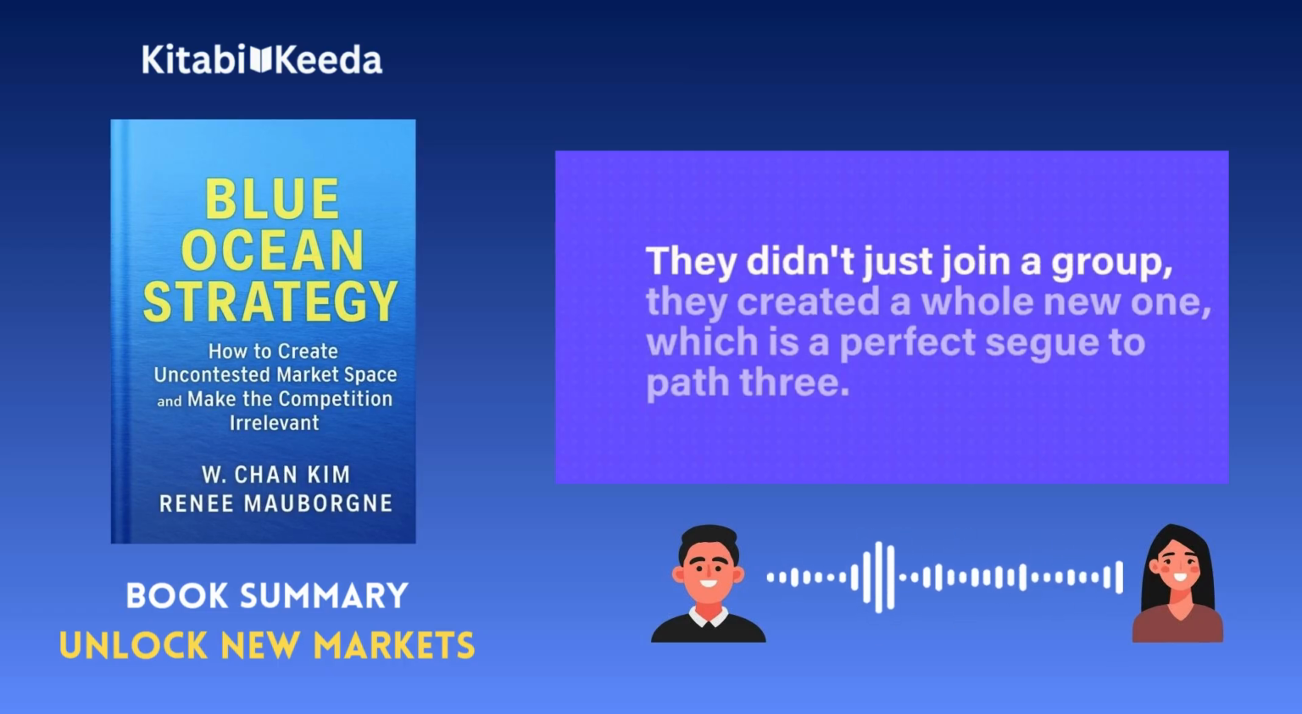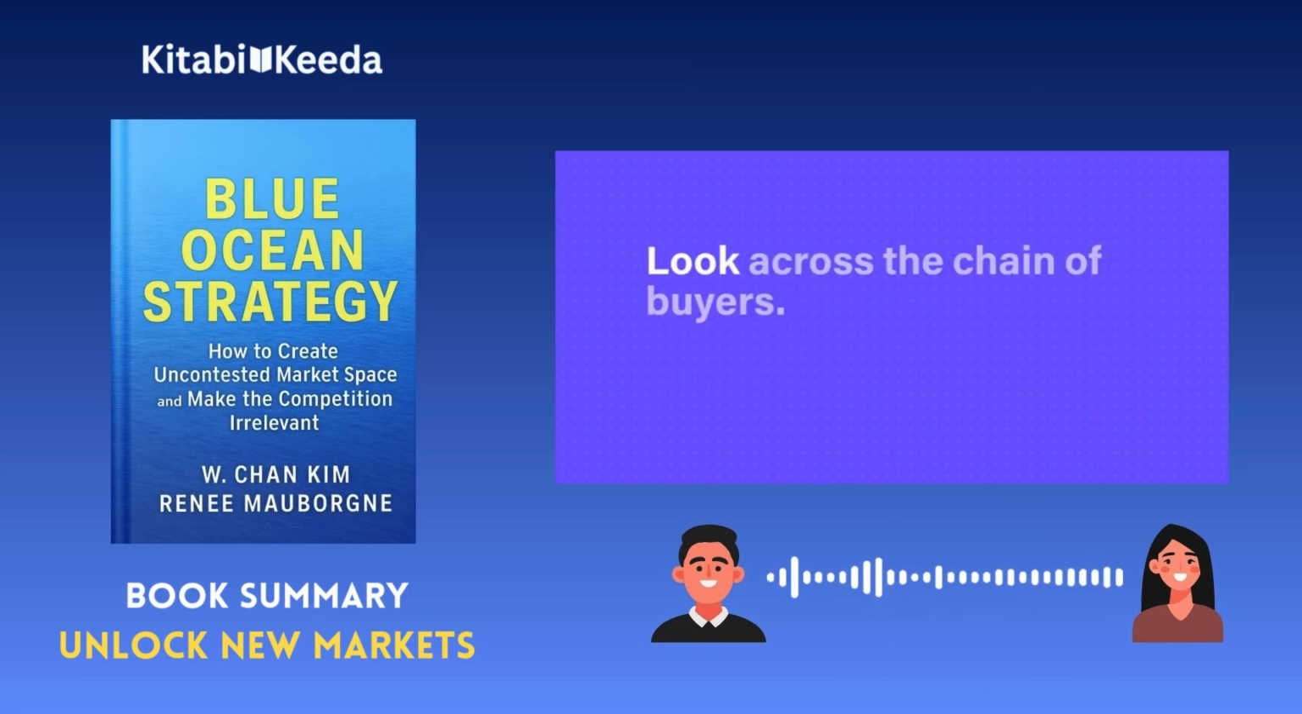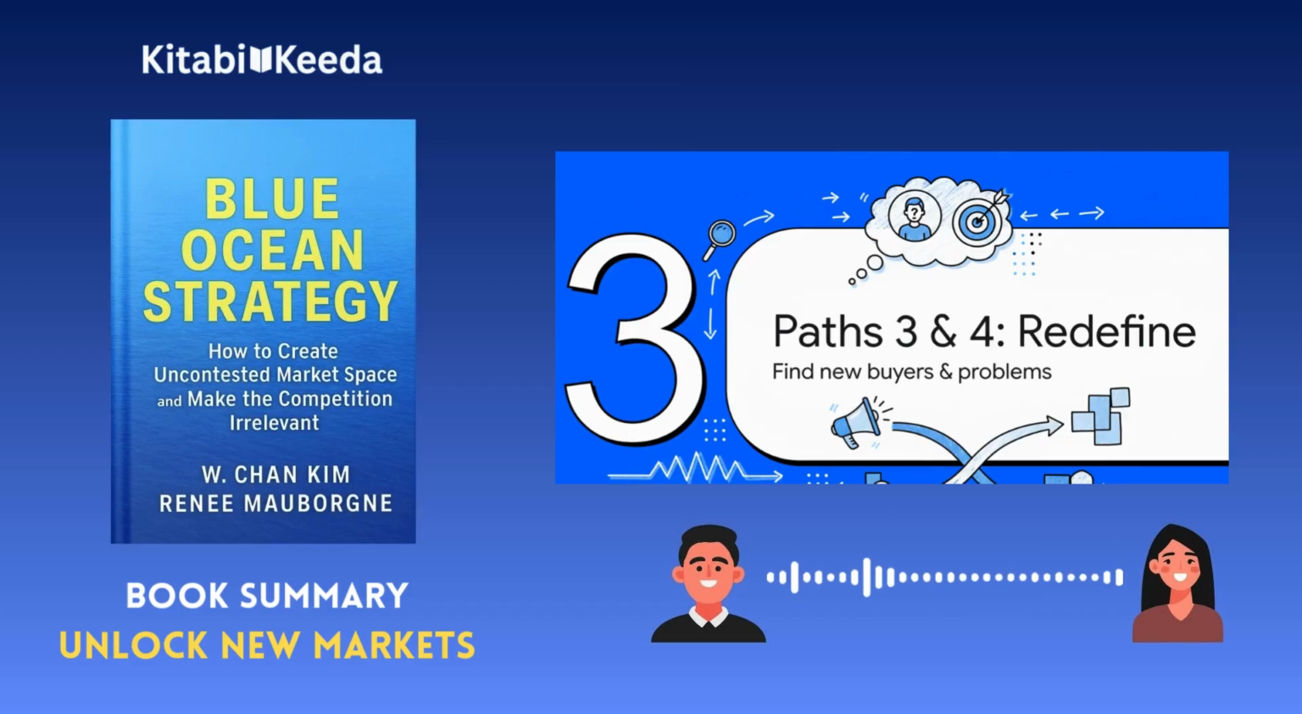They didn't just join a group. They created a whole new one. Which is a perfect segue to path 3. Look across the chain of buyers. This one is really interesting. It's for industries where the person paying isn't necessarily the person using the product.